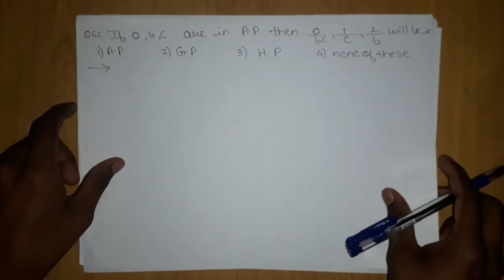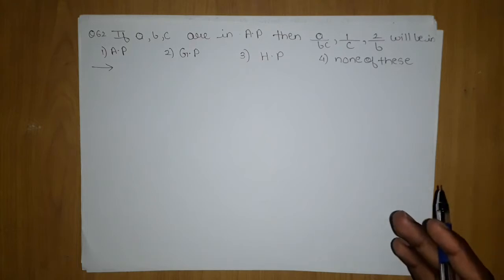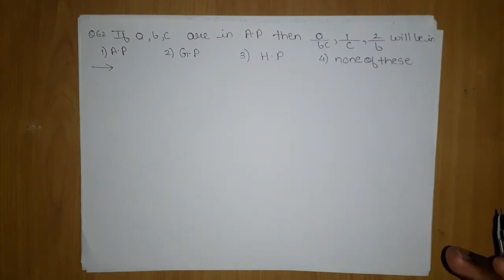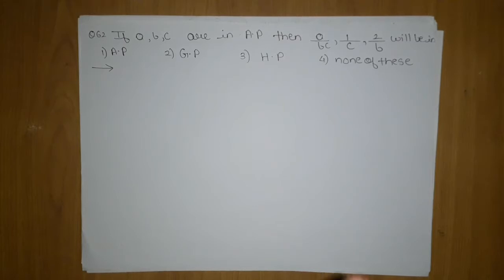Okay, so this is the next question, which says if a, b, c are in AP, then a upon bc, 1 upon ac, 2 upon b will be in what? AP, GP, HP, or none of these. So first thing is that in these types of problems you have to check all. Many times children take approaches, like we have discussed. When AP appears, there are two ways to solve a problem.